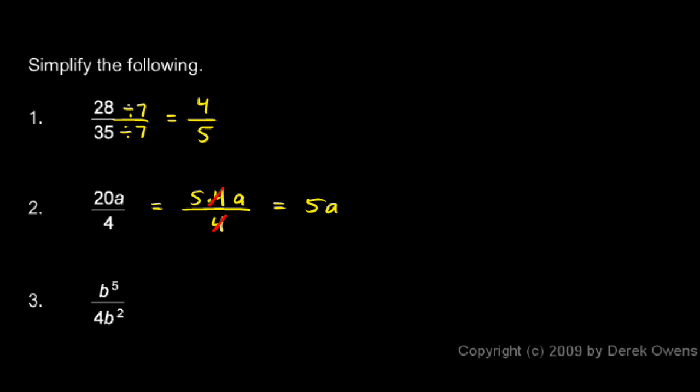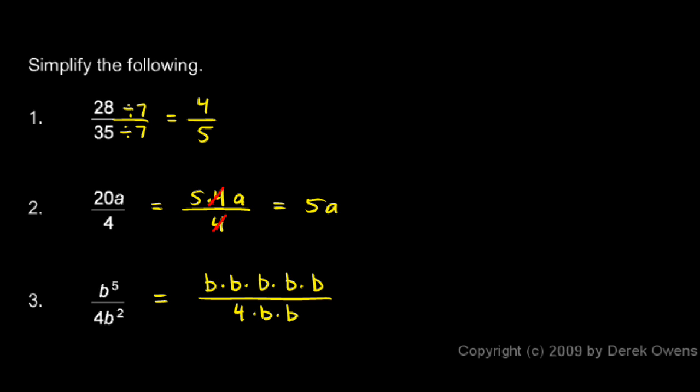And number 3 here, b to the 5th over 4b squared. Well, I'll write this one out too, but again, you shouldn't have to write all of this out. b to the 5th is b times b times b times b times b, b multiplied by itself 5 times. And 4b squared is 4 times b times b.